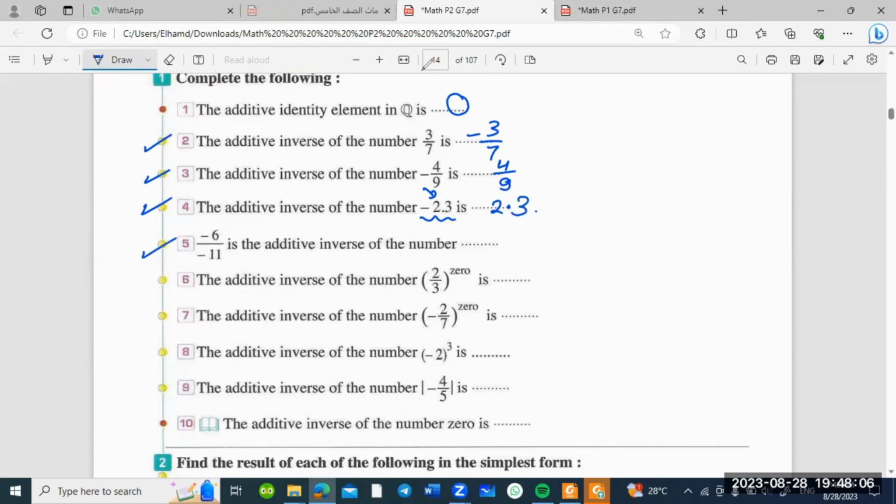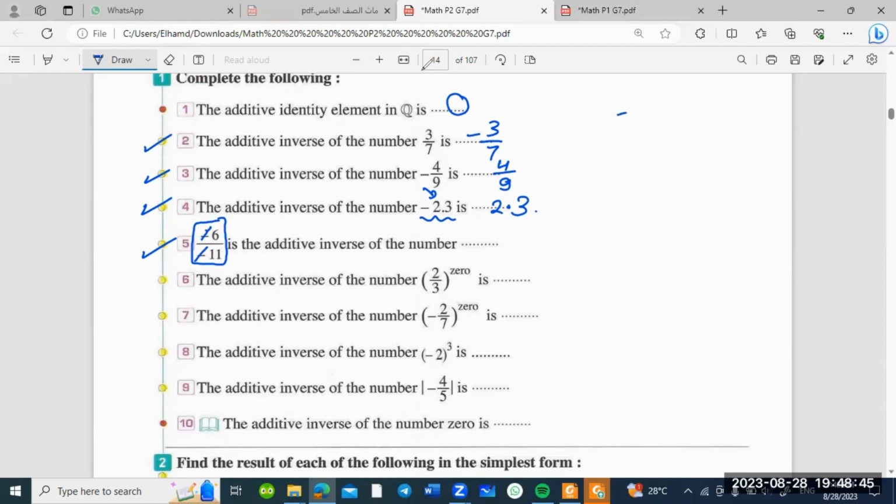Miara, question number 5. Negative 6 over negative 11 is the additive inverse of the number. Be careful. Negative 6 over 11? Excellent, yes, Miara. Why? Because this is not in the simplest form. First you should cancel the negative up with the negative down.